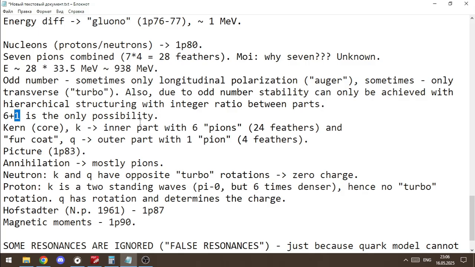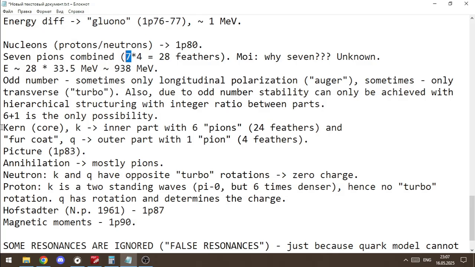Because again, if you take the number 7, you can't divide it into a sum of 2 numbers which would be integer ratios of each other, right? Except for 6 plus 1. It's not 2 plus 5. You can't divide 5 by 2, right? You don't get an integer. It can be 3 and 4, and the only other possibility is 6 and 1, right? And that's how it works.